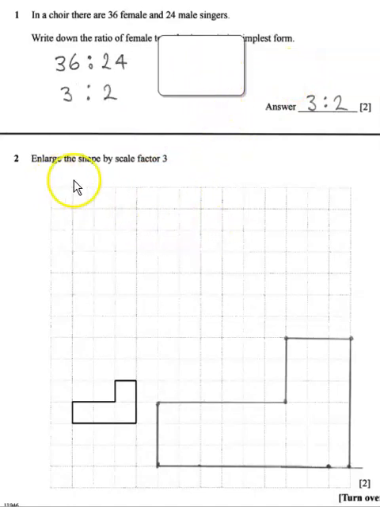So enlarge the shape by a scale factor of 3. That just means that every side that we have is multiplied by 3. You can see the bottom line there has got 3 boxes, so this one here should have 9 boxes. You can see that the vertical line here, which has got 2 boxes, so 3 times 2 is 6 boxes there. And we do that all around the shape.